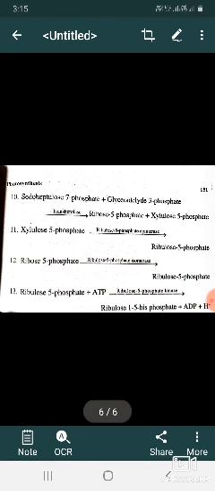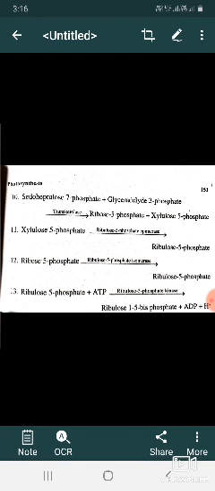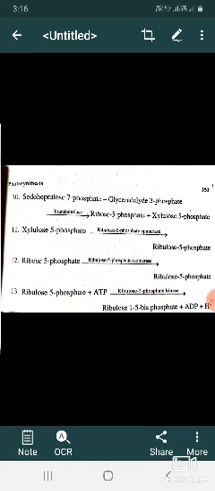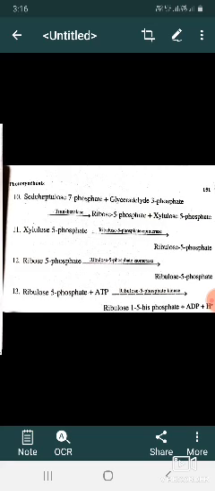give rise to ribulose 5 phosphate plus xylulose 5 phosphate. Xylulose 5 phosphate gives rise to ribulose 5 phosphate, with ribulose 5 phosphate isomerase. So ribulose 5 phosphate plus ATP, with ribulose 5 phosphate kinase, gives ribulose 1,5 biphosphate plus ADP plus H plus.